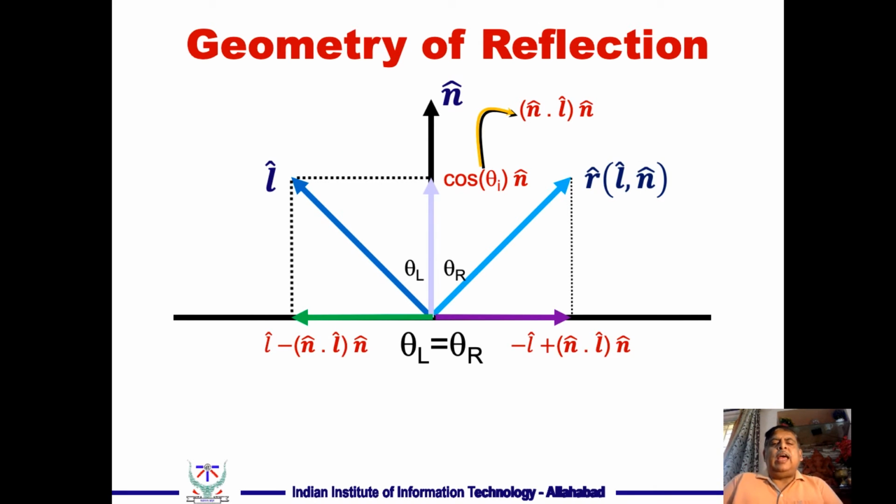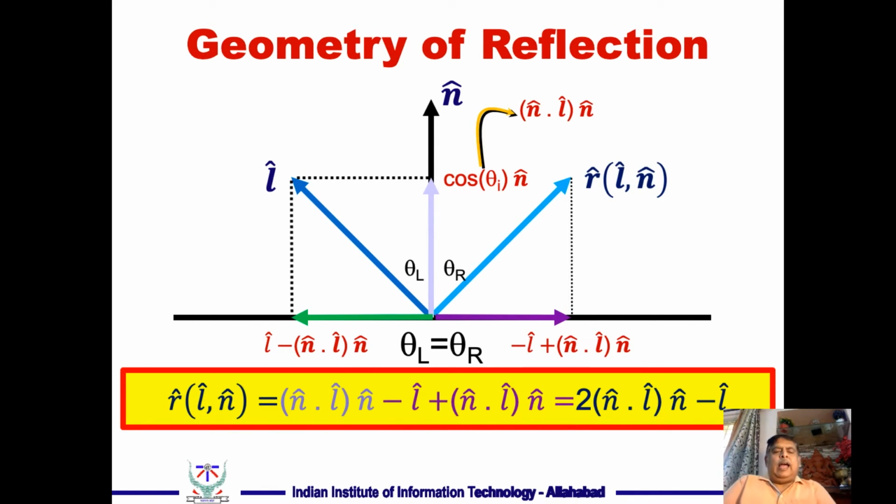And if this is the component along the surface, the perpendicular component remains the same, n dot L times n cap, and if we add both these terms, I get a relationship of the reflected beam, which is effectively depending on n cap dot L times n cap minus L plus n cap dot L times n cap. This could be simplified and written as 2 times n dot L times n cap minus L cap.